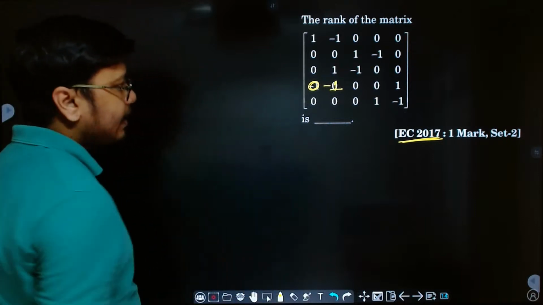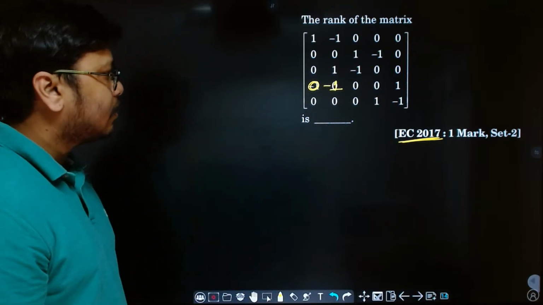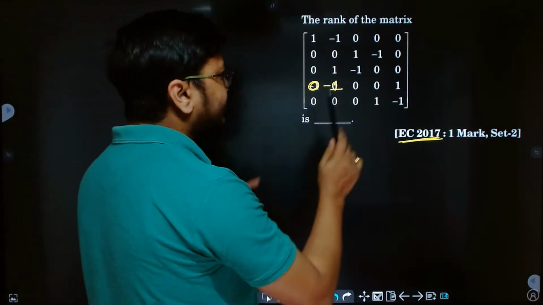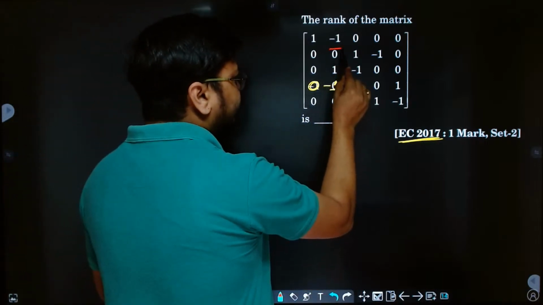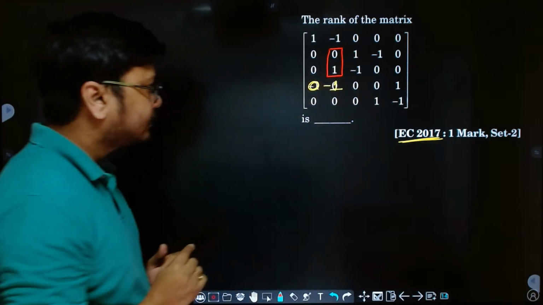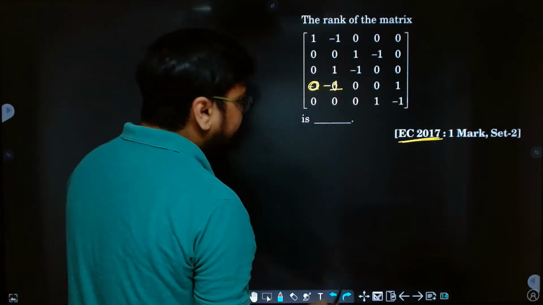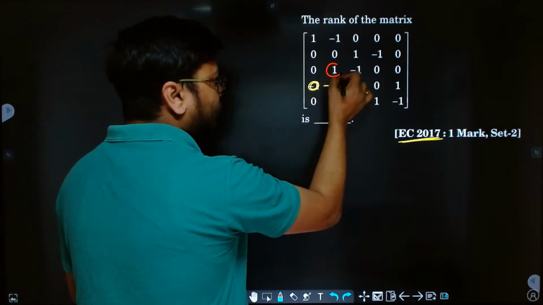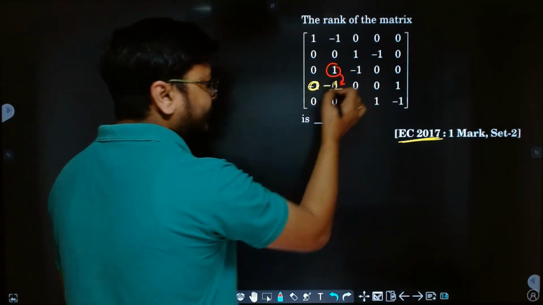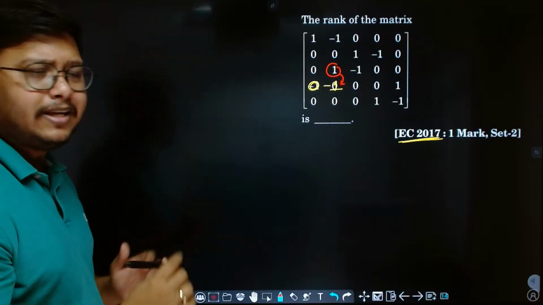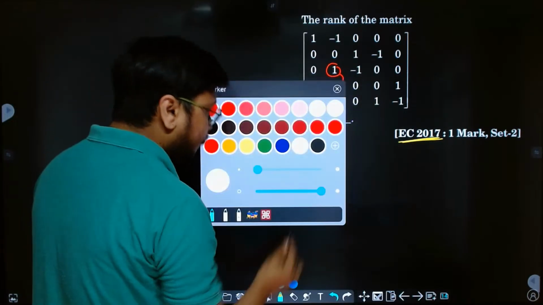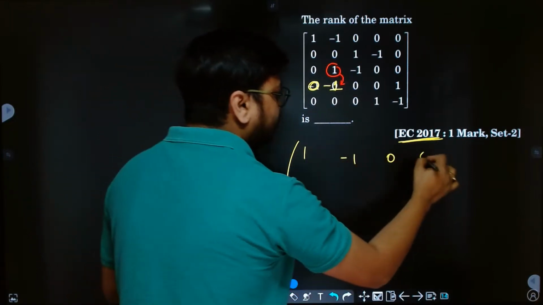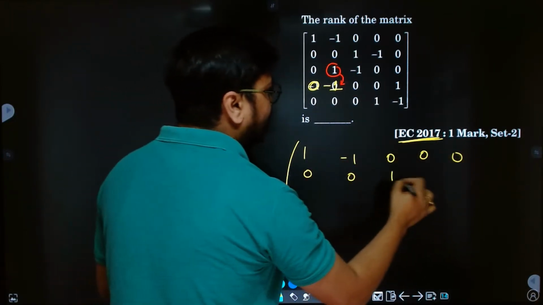Next, what else can I do? So now the question is, can I make anything completely 0? I have to see that the 0 over here is not synchronized. Further, I can use this one to make this position 0. Okay, so that will be easy to visualize things. So with this one, if I make this position 0, I will have 1, minus 1, 0, 0, 0, 0, 0, 1, minus 1, 0.